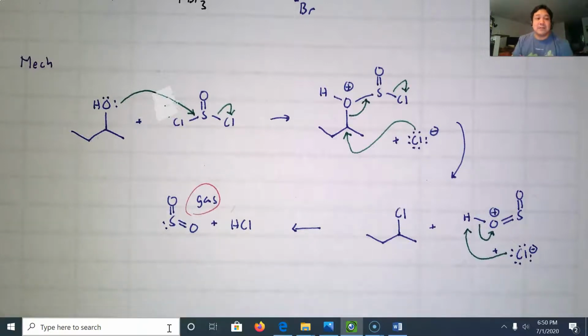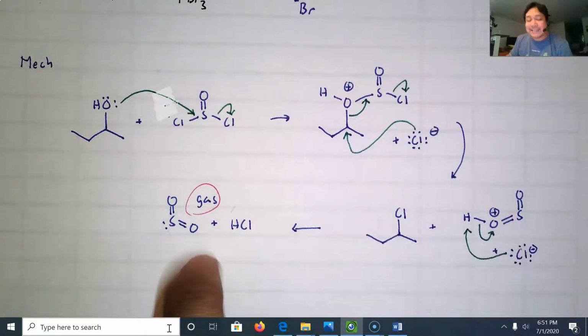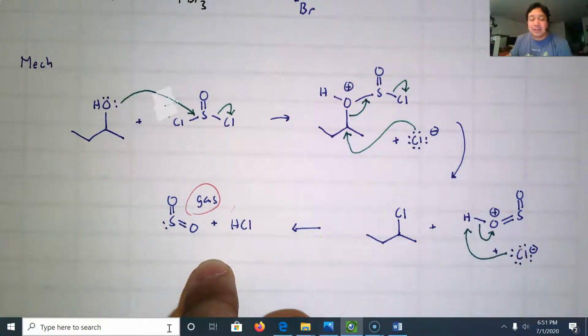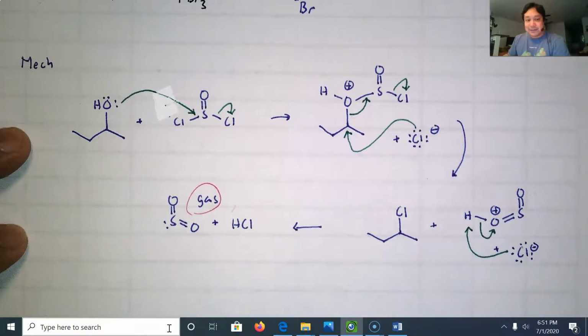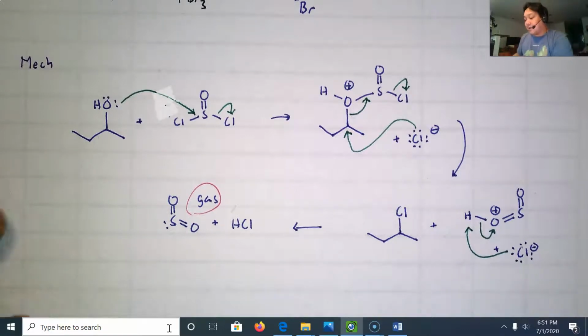Another reason why people like this and why it's favorable is, if you remember from Gen Chem, producing gas is a production of more entropy, more disorder. And the universe naturally goes towards disorder. Most reactions where you increase the entropy, those reactions are typically favorable for the product. Okay. All right. So that is SOCl2. And I'm not going to do PBr3.